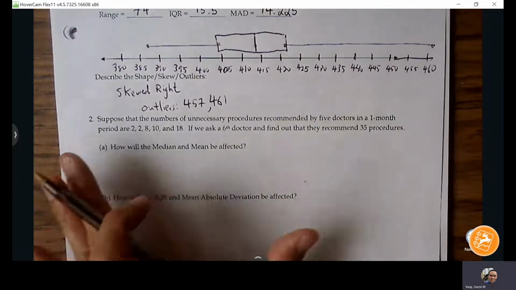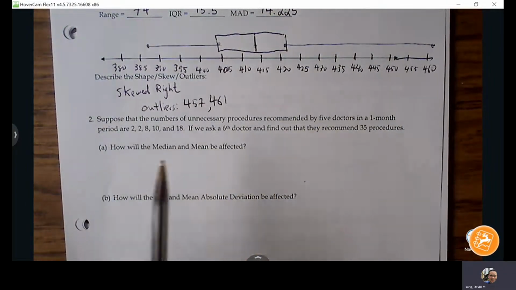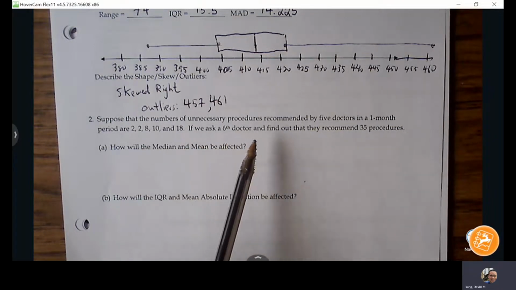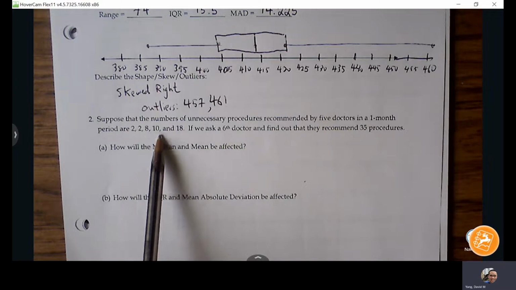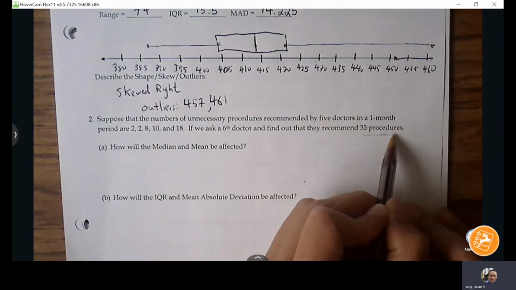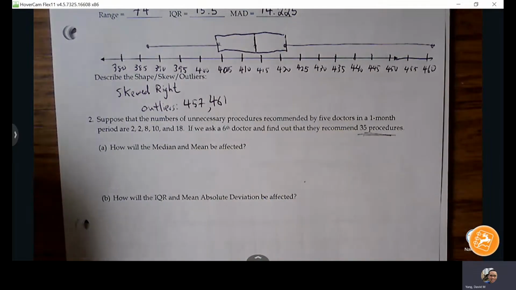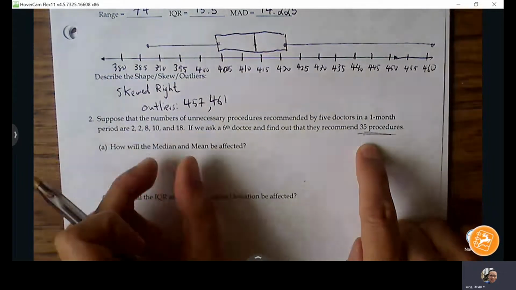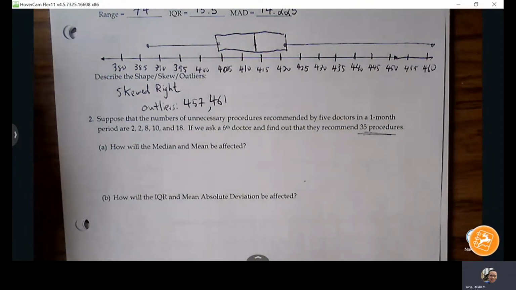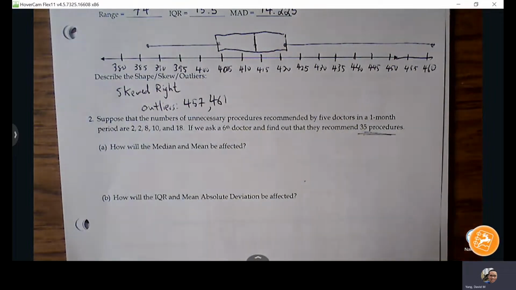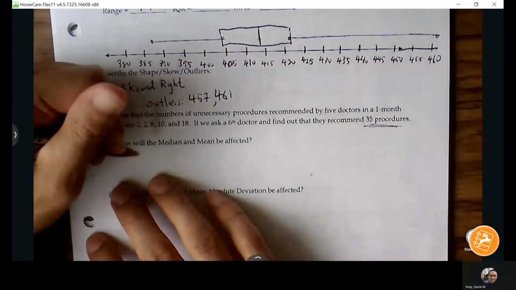Okay, let me go through number two, a few minutes here. Suppose that the number of unnecessary procedures recommended by 5 doctors in the month are 2, 2, 8, 10, and 18. If we ask a 6th doctor and they recommend 35 procedures, how will that affect the median and mean? So you see that that 35 is way outside the majority of these numbers here. And let's find the mean and median for both sets, for the 5 doctors and then for the 6, including the 6th doctor.